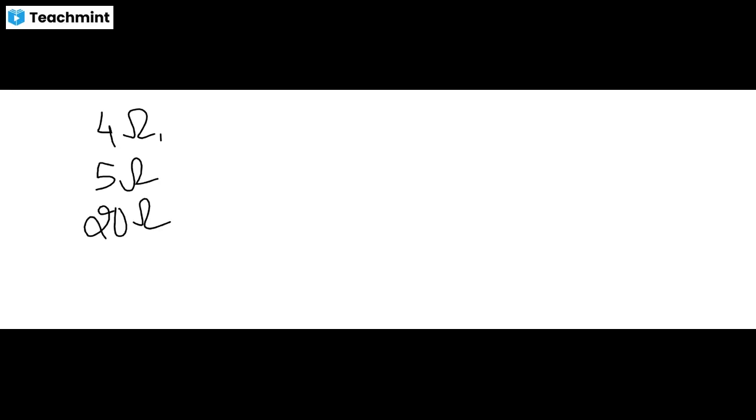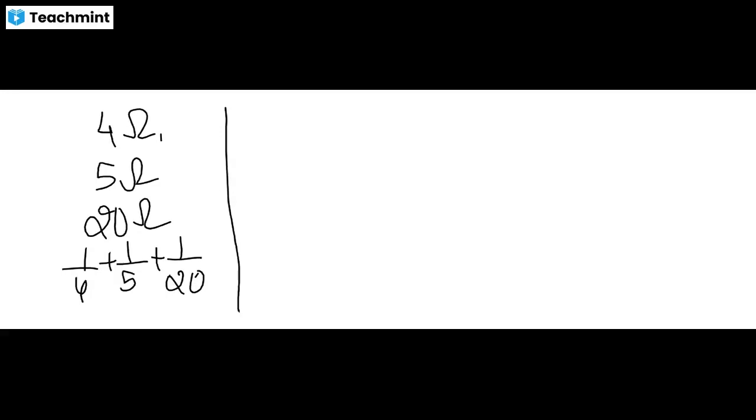Zero point 5. I am getting 1 by 4 plus 1 by 5 plus 1 by 20. So 5 plus 4 plus 1, that is 10 by 20. So 1 by R is equal to 1 by 2. So the equivalent resistance will be 2 ohms. Yeah, 2 ohms. Okay.